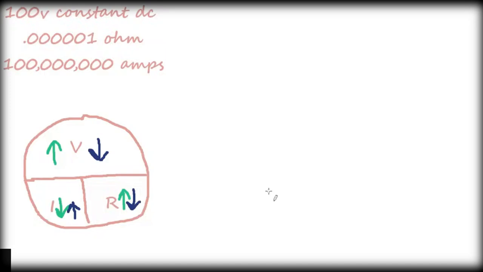So maybe 0.000001 ohms on it instead of 0. If there were 0, you'd have a lot more than 100 million amps capacity on that conductor. Now, that's fine. Your conductor can have that capacity to transfer that much amps.